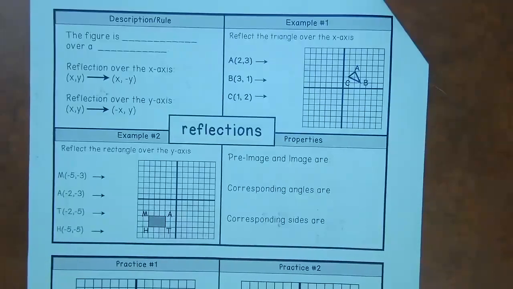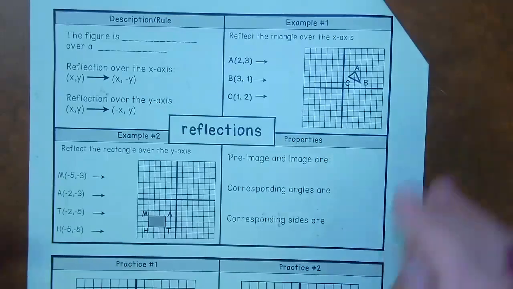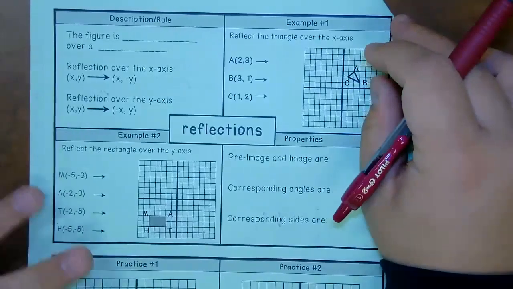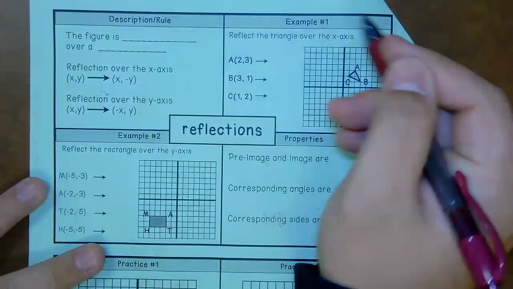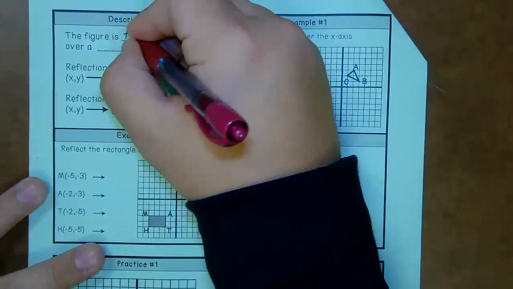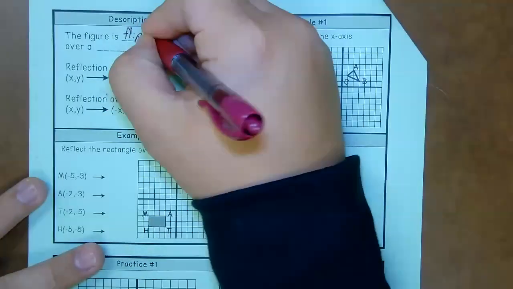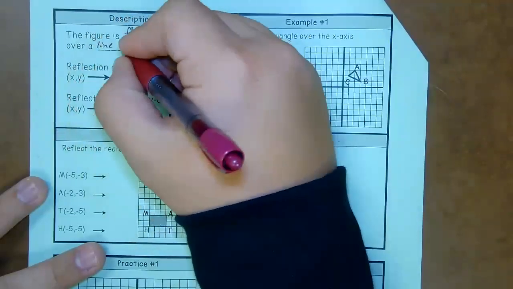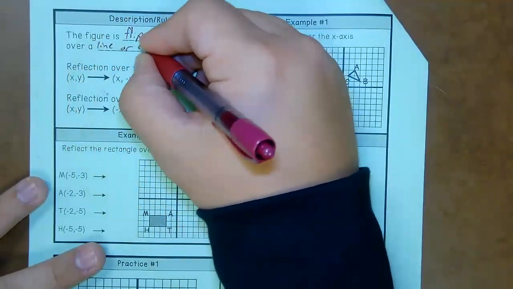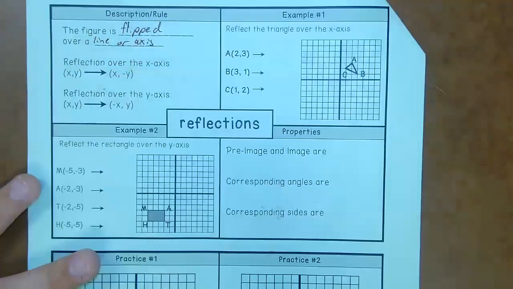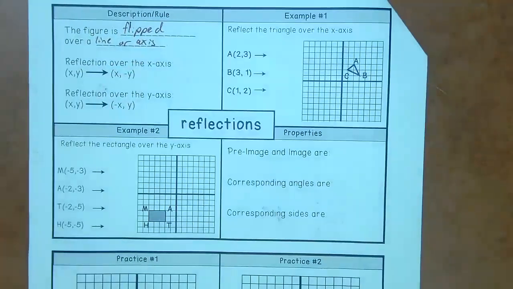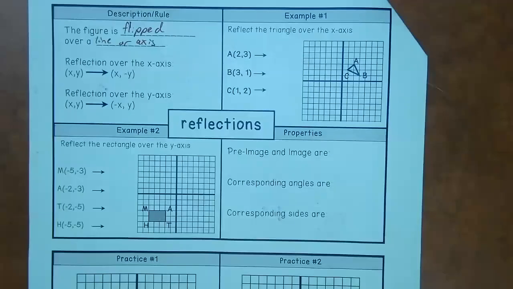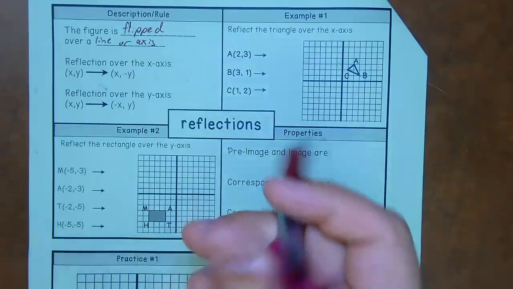Our second transformation is a reflection. Similar process here. A reflection, looking at the description of the rule, the figure is flipped over a line or axis. In this class, we'll only be looking at reflecting over the x-axis or y-axis.